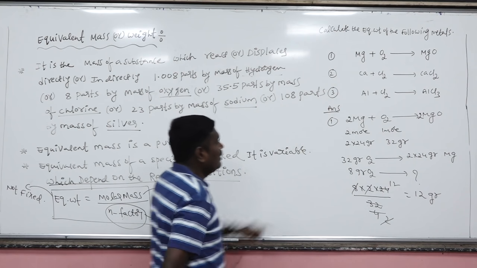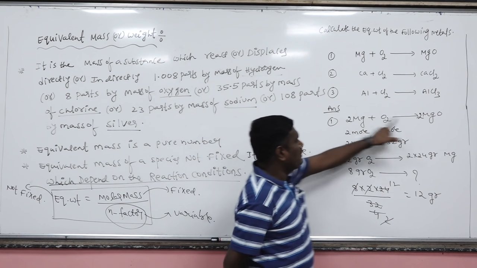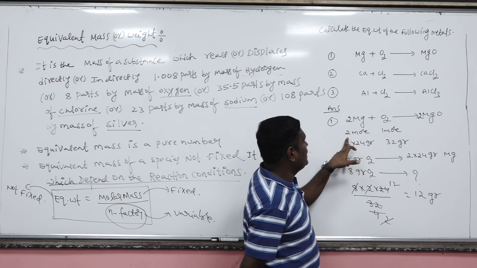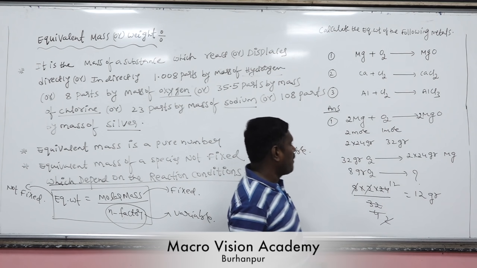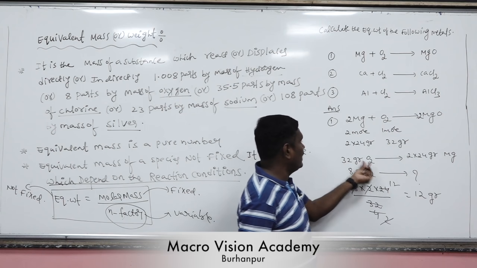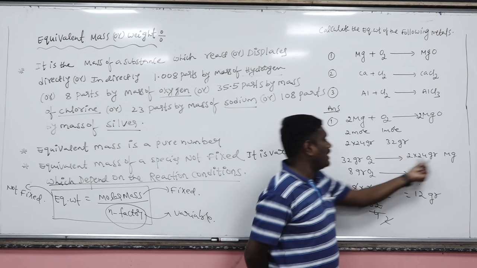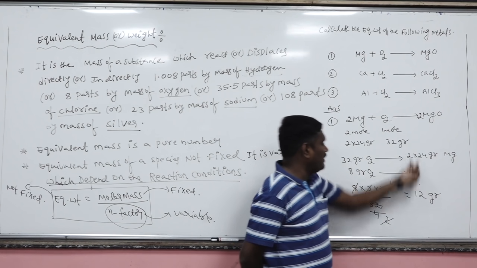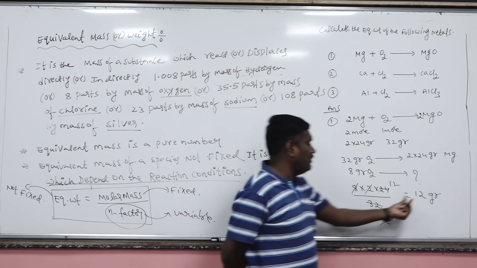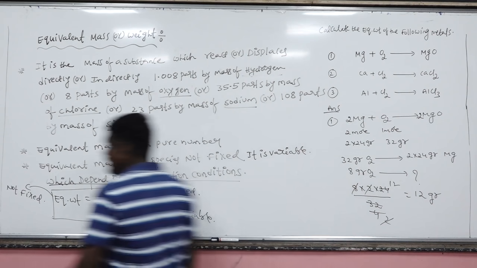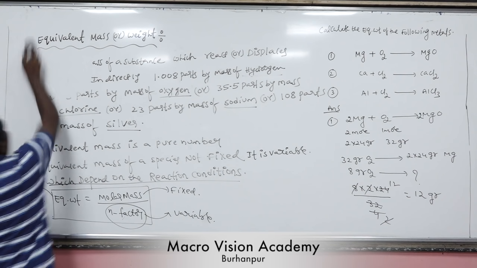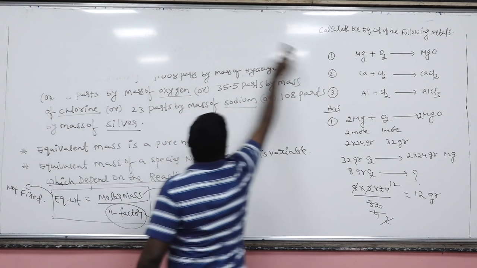Okay. Once again, magnesium combined with oxygen to give magnesium oxide. Now I am balancing: 2 moles of magnesium correspond to 1 mole of oxygen. That means 32 grams of oxygen are required for 2 into 24 grams of magnesium. So 8 grams of oxygen will combine with how many grams of magnesium? That will be 12 grams. The 12 is the equivalent weight of the magnesium. Okay. Now come to the second problem.